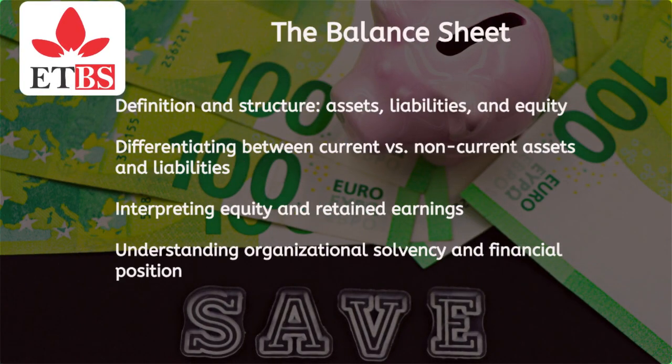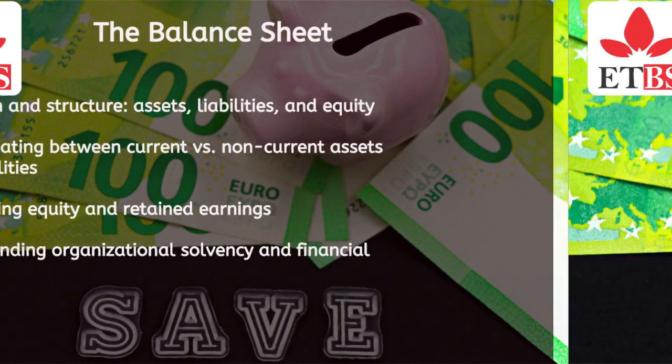2. The balance sheet: definition and structure. Assets, liabilities, and equity. Differentiating between current versus non-current assets and liabilities. Interpreting equity and retained earnings. Understanding organizational solvency and financial position. Real-world examples of balance sheet analysis for decision-making.